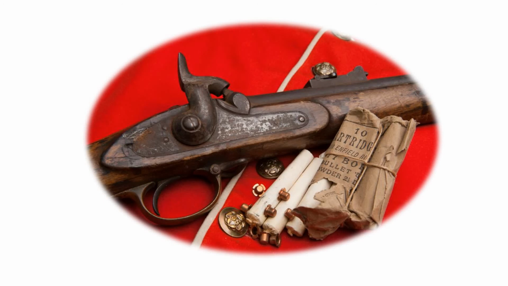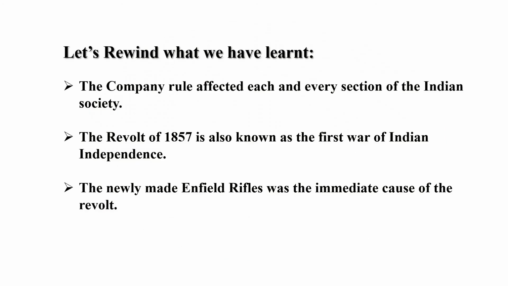So these were some of the causes of the revolt of 1857. Let's rewind what we have learnt. The company rule affected each and every section of Indian society. The revolt of 1857 is also known as the First War of Indian Independence. The newly made Enfield rifle was the immediate cause of the revolt.